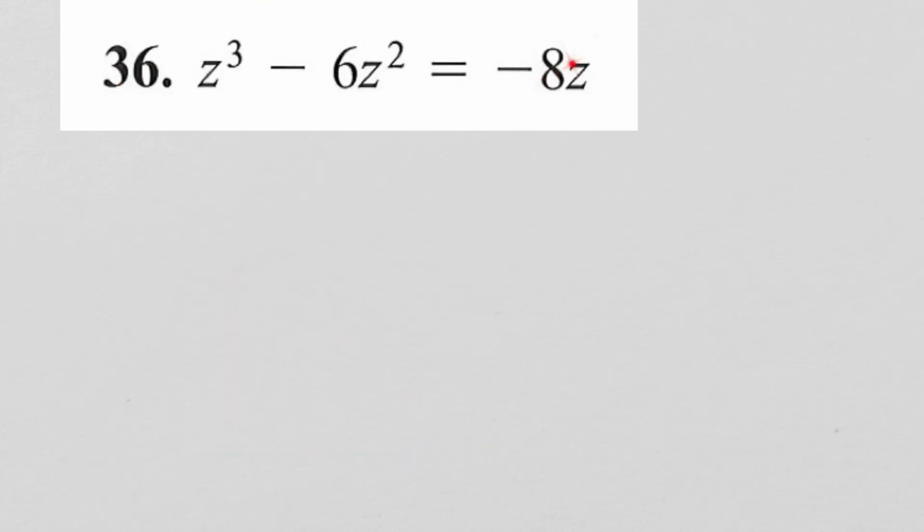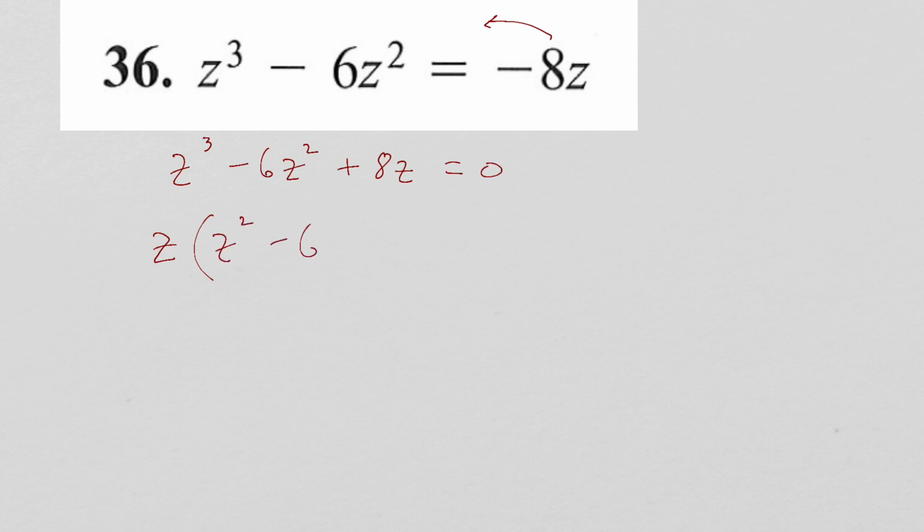Okay, number 36 is not equal to 0, so that'll be our first step. We'll set it equal to 0 by moving that over. And that'll become a positive 8z on the left. Now we have a common factor of z, so we'll factor that out. Factors of positive 8 that add up to negative 6 are negative 4 and negative 2.